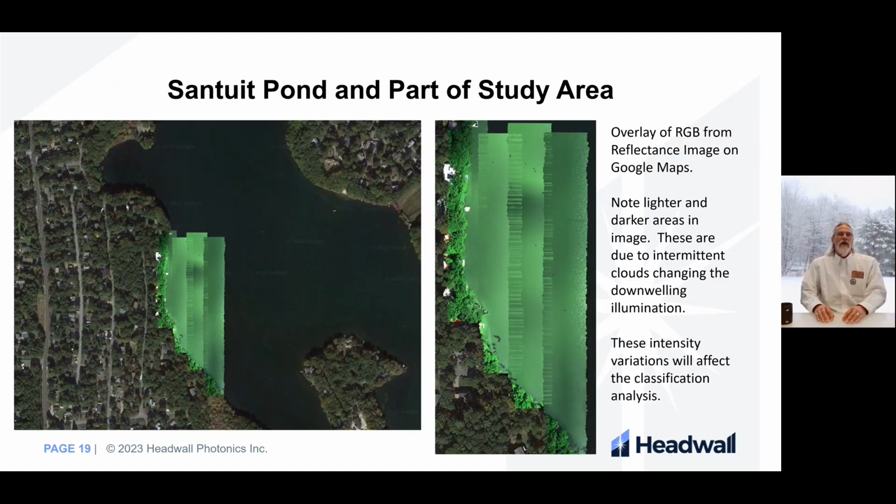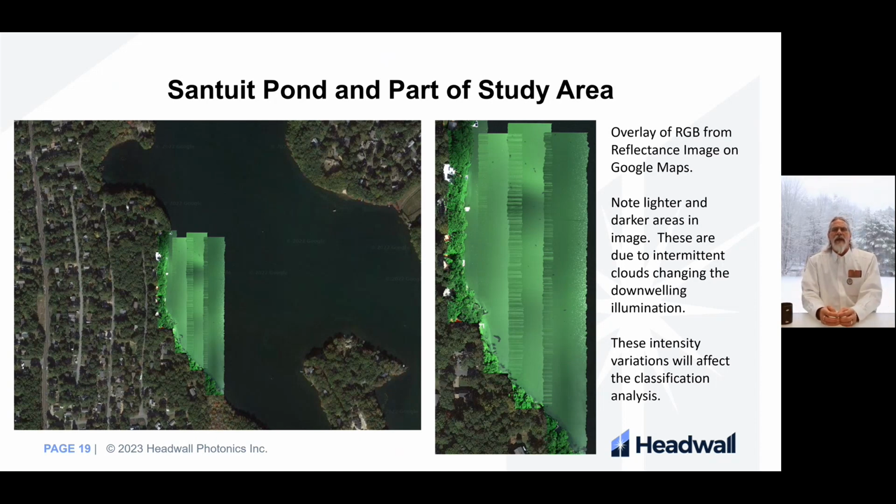Okay, so here is a part of the study area where I've overlaid it on the Google Maps. The Google Maps, I don't know when these images were taken, but not during a toxic algae bloom because the pond doesn't show a lot of reflection. Water doesn't reflect a lot of light unless it's got a lot of stuff in it. And it had a lot of stuff in it in August.